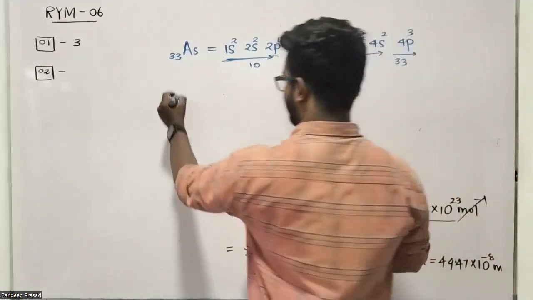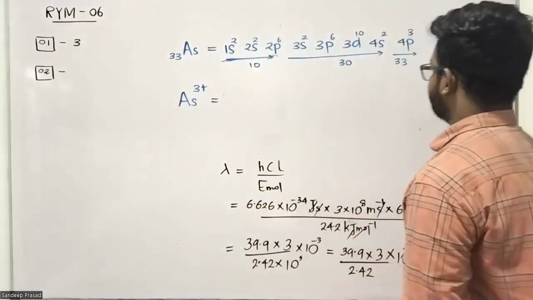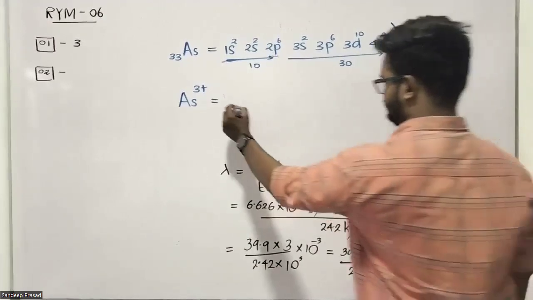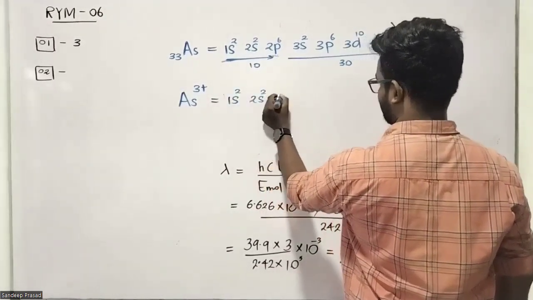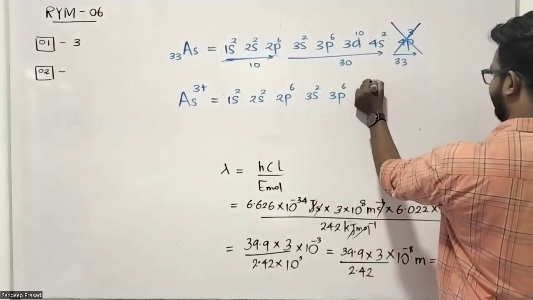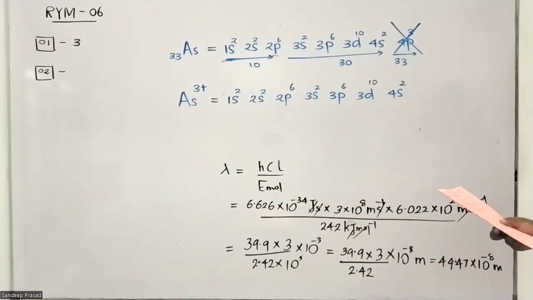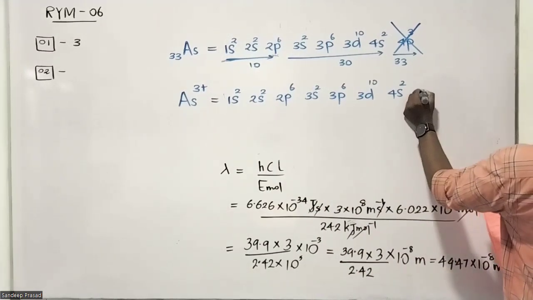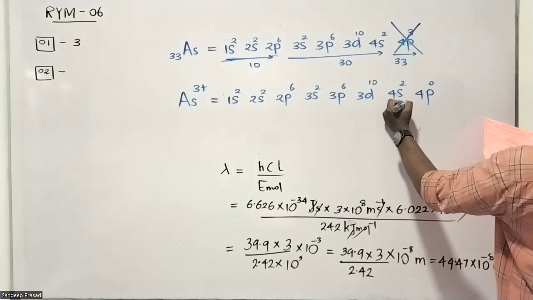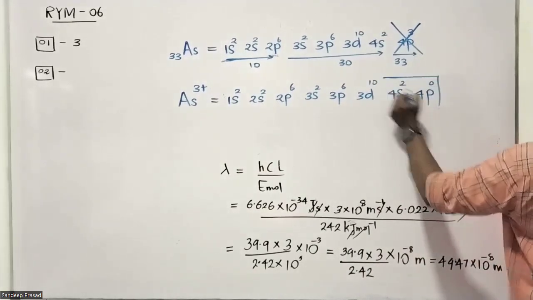Then they have given the arsenic cation, that means arsenic 3 plus. In arsenic 3 plus, 3 electrons are removed. So therefore we can remove these 3 electrons, which are the valence shell electrons. Then the configuration becomes 1s2, 2s2, 2p6, 3s2, 3p6, 3d10, 4s2. So 4p is actually 0. According to the given answers, this is 4p0. Nothing is there. So the valence configuration we can take as 4s2, 4p0.